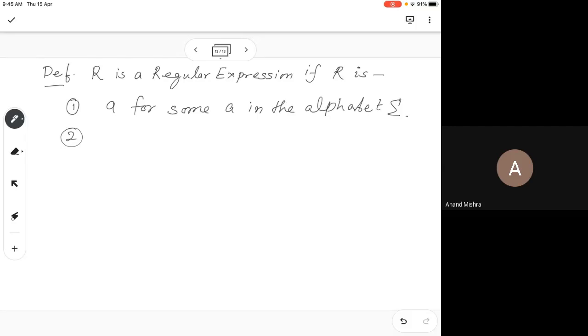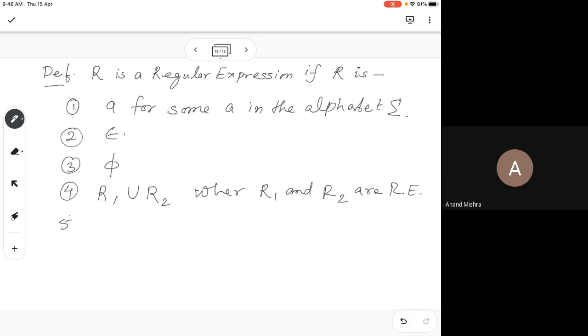R is a regular expression if R is some alphabet symbol, or it is empty, or it is null. Empty and null are two different things. Empty is a symbol, and null is nothing. Fourth is R1 union R2, where R1 and R2 are regular expressions. Fifth is R1 concatenate R2, where again R1 and R2 are regular expressions.